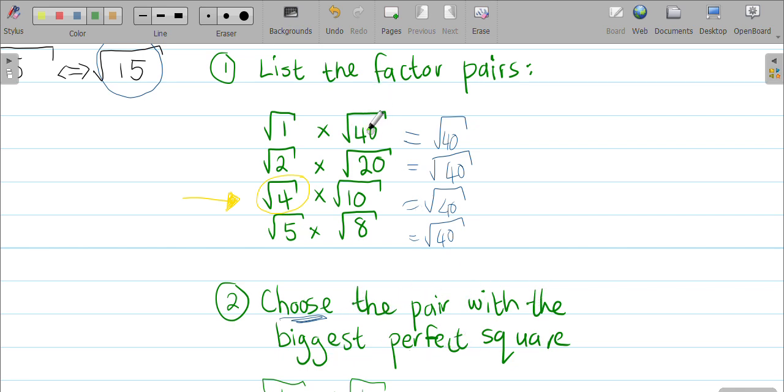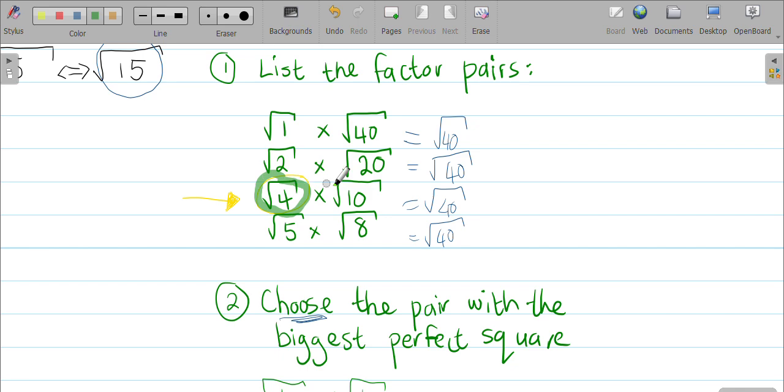So is there a perfect square between 1 and 40? Yes. 1 is the perfect square of 1 times 1. Is there a perfect square here? 2 and 20? No. 4 and 10? Yes, there is. 4 is the perfect square of 2. 2 times 2 is 4. Is there a perfect square here? 5 and 8? No. So that is the one we are going to choose.